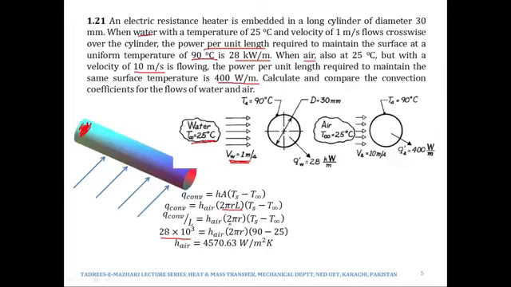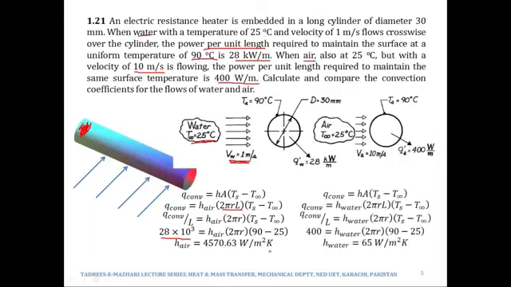h is the unknown. 2 pi R, where R is the radius. We are given that the diameter is 30, so 2 times R is 30. Ts is 90 and T infinity is 25. If we put the values, we will get h of air as 4570 watts per meter square Kelvin. Again, kindly note that h, the convection coefficient, is not a material's property. However, k, which is the thermal conductivity, is a material's property. We have discussed it in detail in convection. Now for the second case, sorry, that was for air.